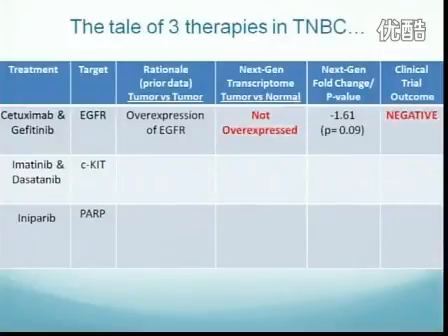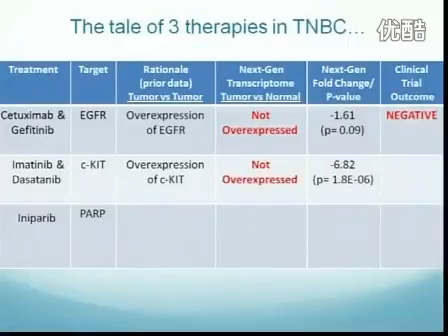all negative. When you look at the drugs imatinib and dasatinib, they are small molecule inhibitors of a receptor tyrosine kinase called c-KIT. Also reported, if you Google it, to be overexpressed in triple-negative breast cancer. We actually did not find it overexpressed. We actually found it downregulated about 6-fold, and 2 phase 2 clinical trials were both negative.